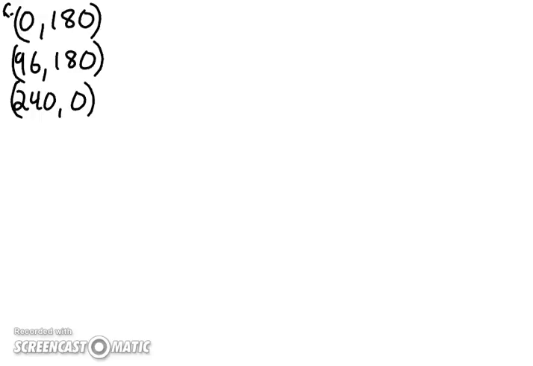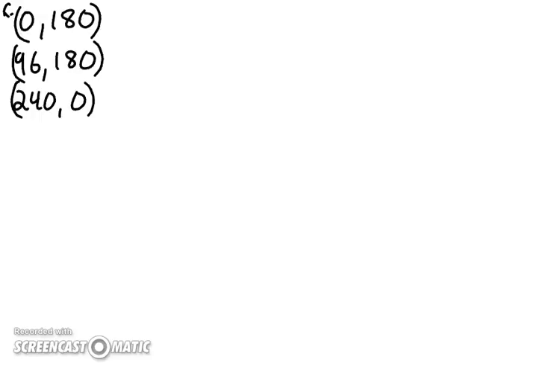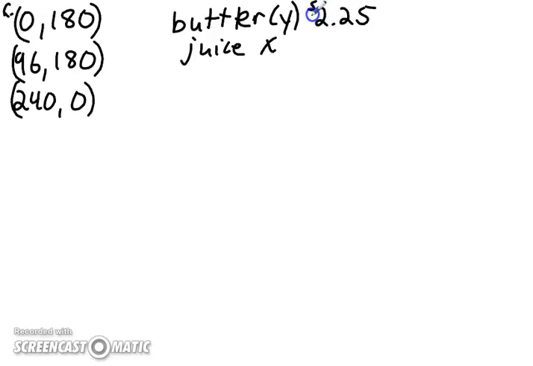Given that, it says, if we go back, that the apple butter is making $2.25 and the apple juice is making $2.50. So the butter, which is Y, has a profit of $2.25, and the juice, which is X, has a profit of $2.50. So all we're going to do is take our X, the amount of juice, multiplied by the profit, and add it to the Y times the profit.